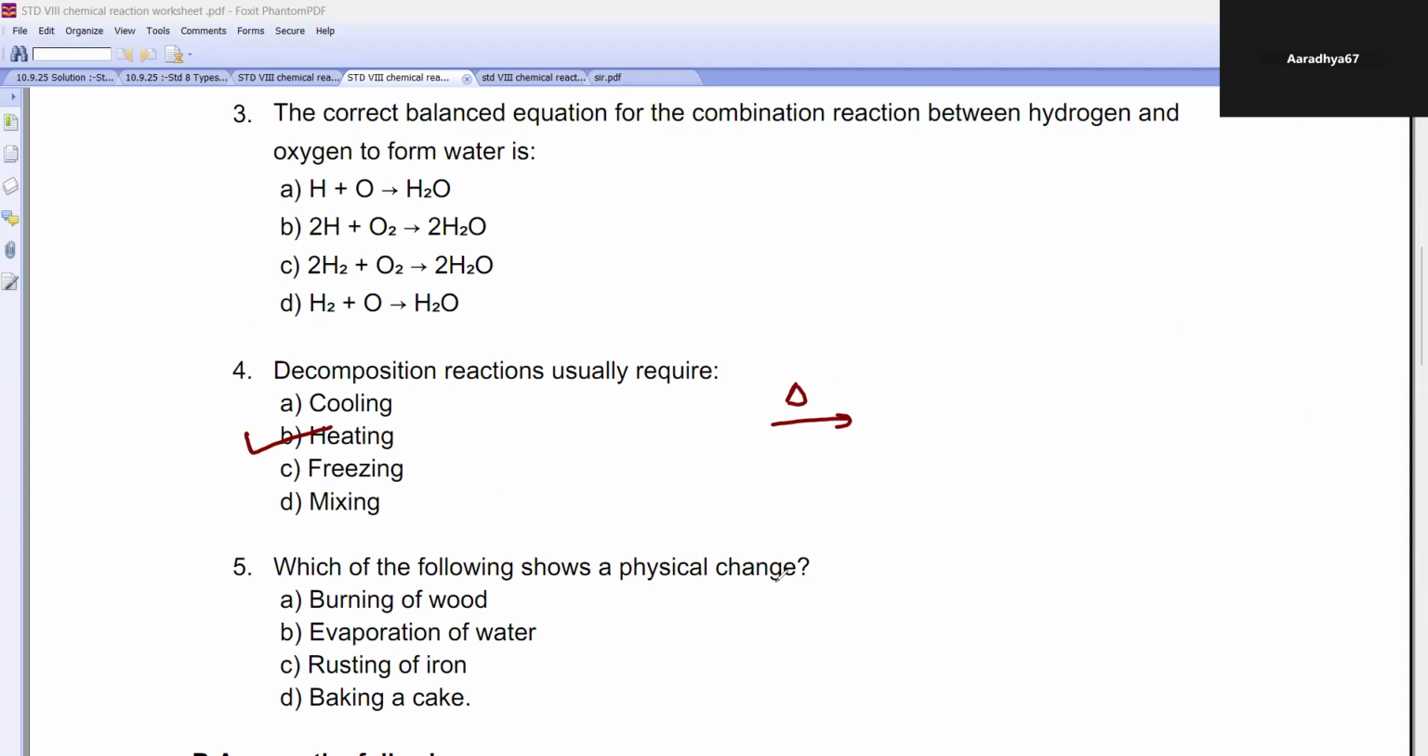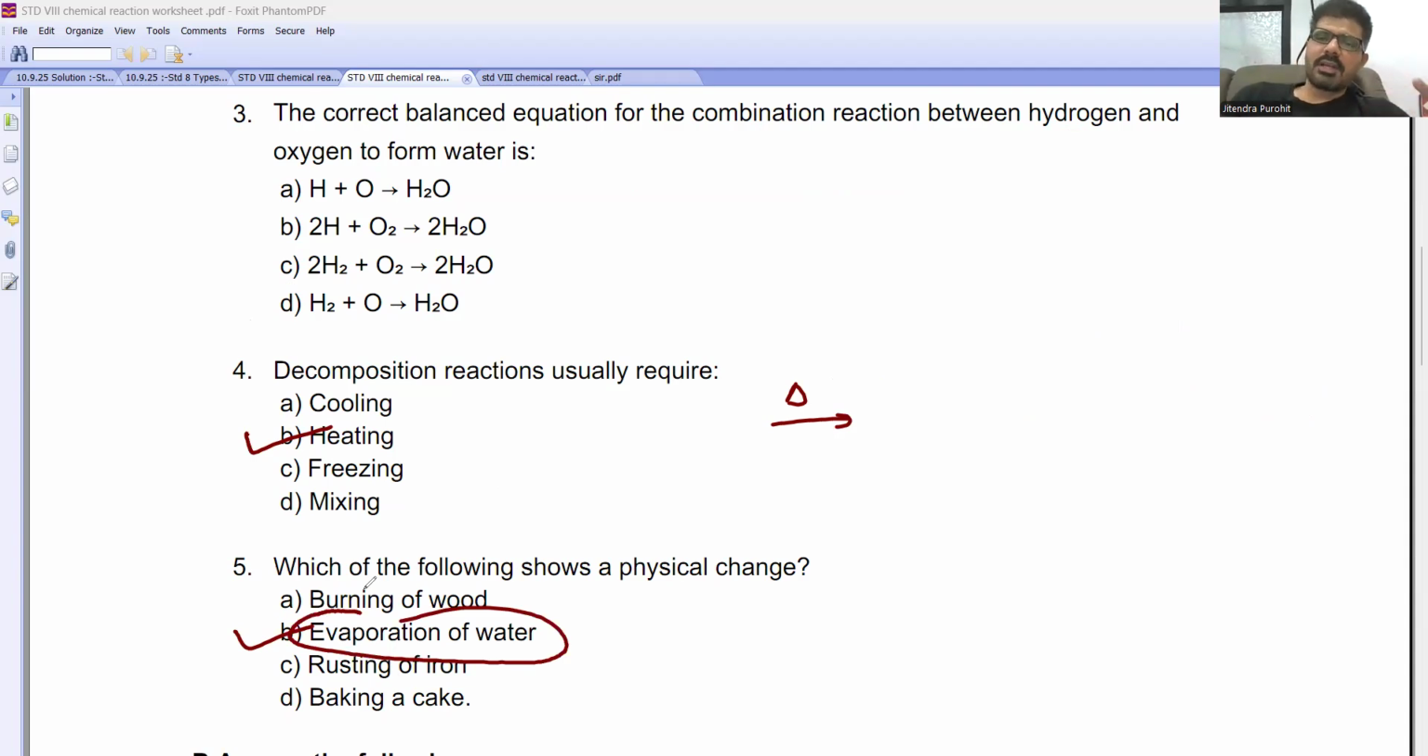Which of the following is a physical change? Physical change is what, beta? Evaporation of water. Why? Because when you burn the wood, beta, you get a new compound. Rusting of iron will give you a new compound. Baking a cake, a new compound is formed. But in evaporation of water, what will happen? The formula of water is H2O, and the formula of vapor is also water only, H2O.